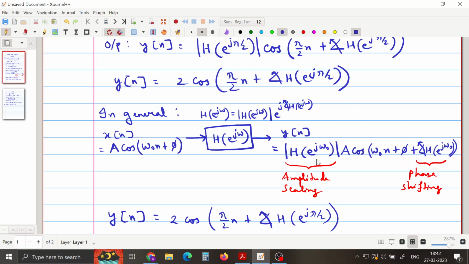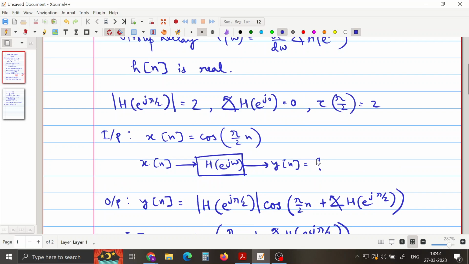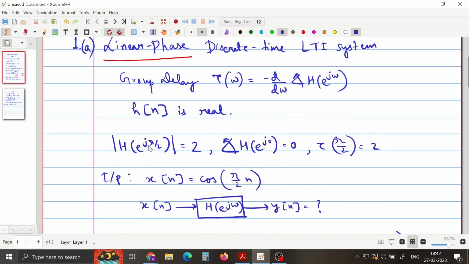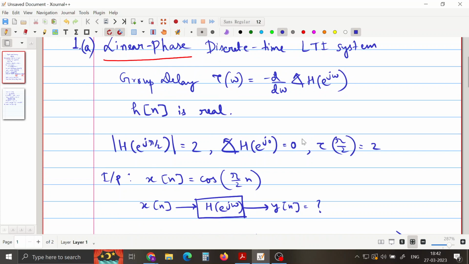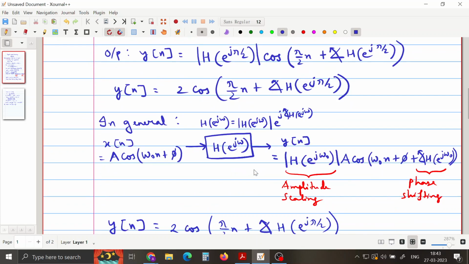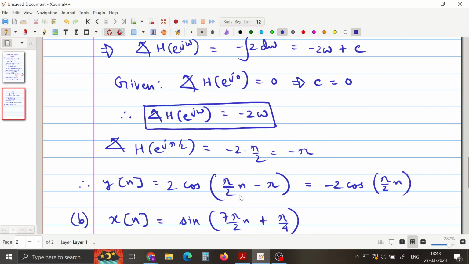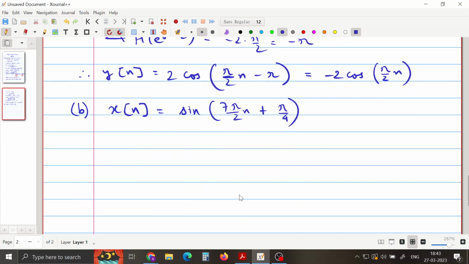Now, do we know that value? We only know the magnitude at pi by 2. We don't know the magnitude at 7 pi by 2. From the given information, we can't see any 7 pi by 2. So we can't directly write the output for this given input when the frequency is 7 pi by 2.